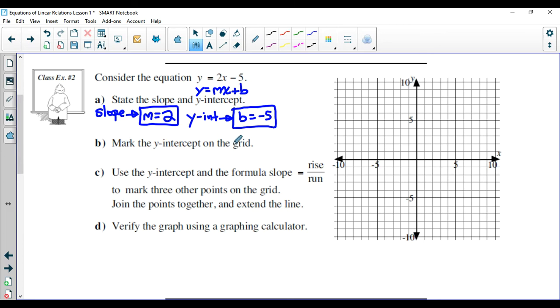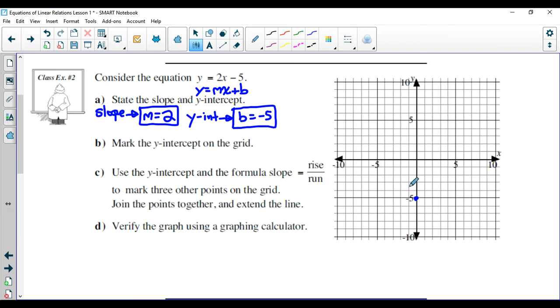It says mark the y-intercept on the grid. The y-intercept is where the graph hits the y-axis, so that's going to be at this point right here, at negative 5. Now it says use the y-intercept and the formula slope equals rise over run to mark 3 other points on the grid, join the points together, and extend the line.